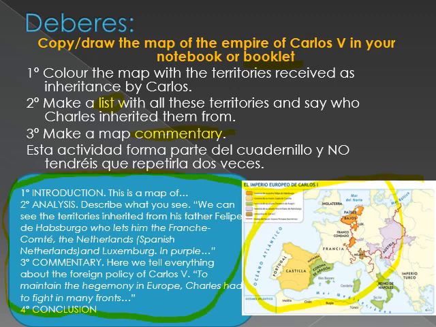First, you do an introduction. This is a map of, so you introduce a map. Then an analysis. Remember, in the analysis, you describe what you see. You describe the key. We can see the territories inherited from his father, Philip of Habsburg, who left him the Franche-Comté, the Netherlands, the Spanish Netherlands, Luxembourg. In purple, in the other color, we can see the territory.